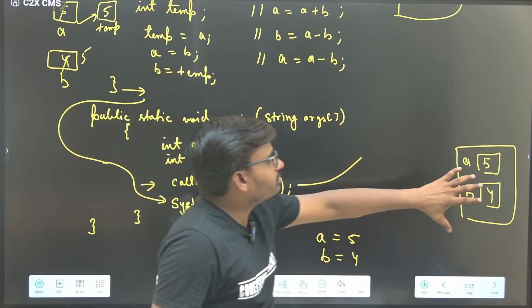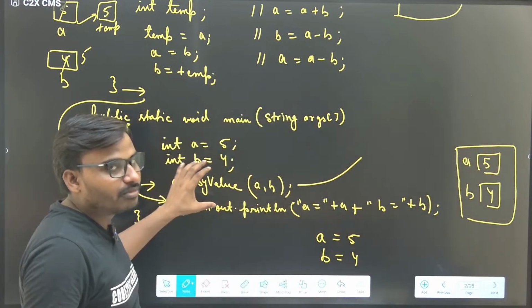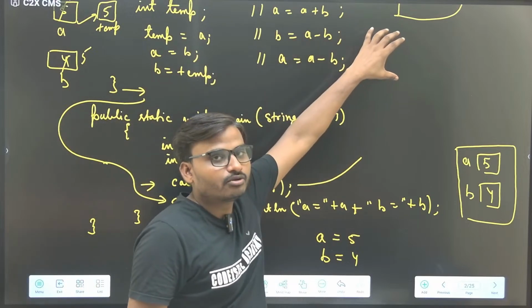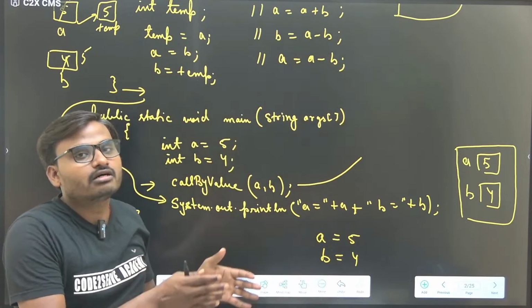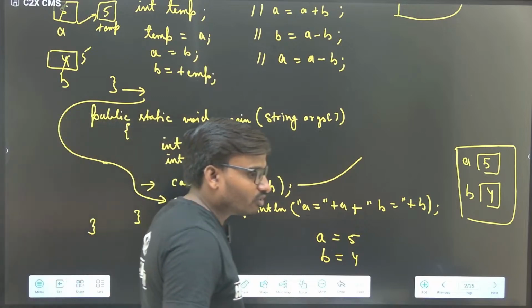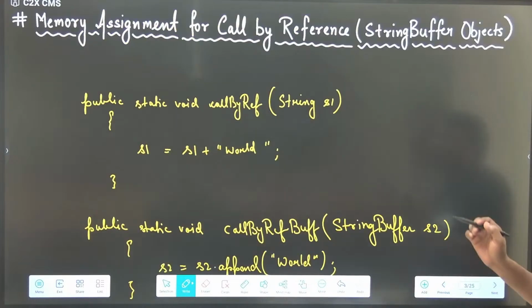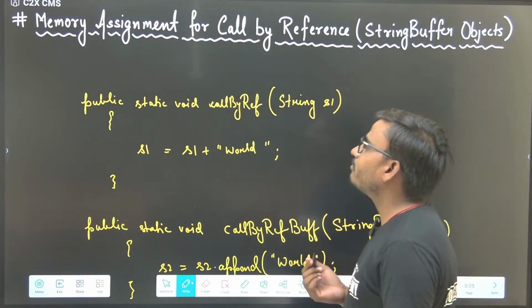There is a separate memory allocation for the variables inside main, and there is a separate memory allocation for the variables in the function scope. Okay, hope this is clear. All right, now we'll move next and see memory assignment for call by reference.